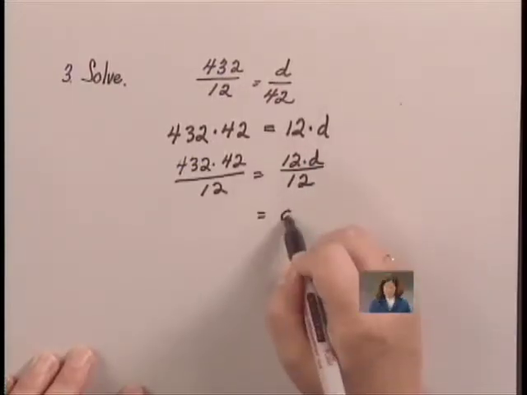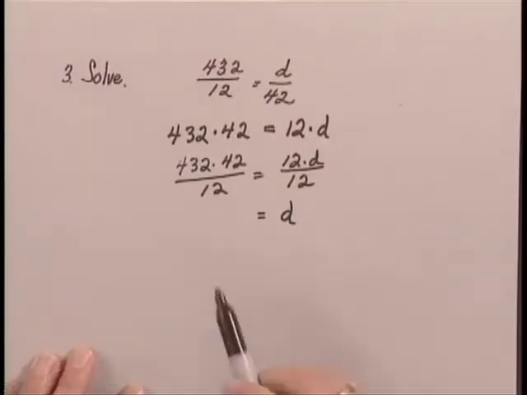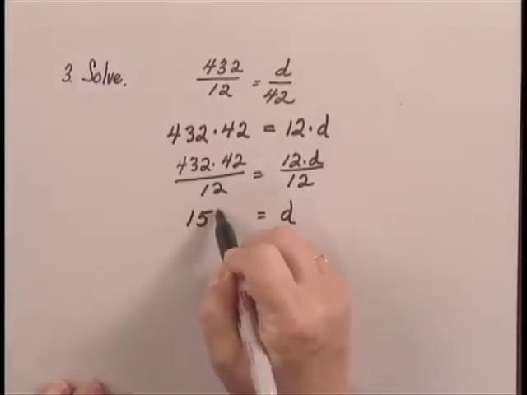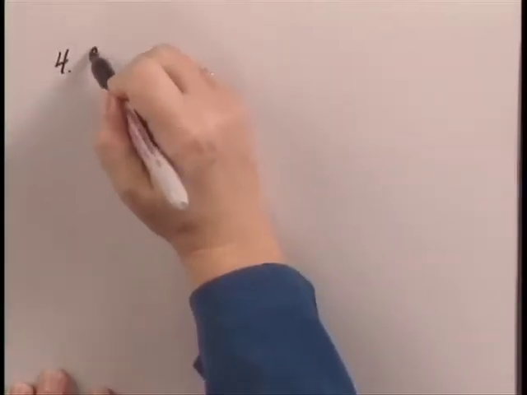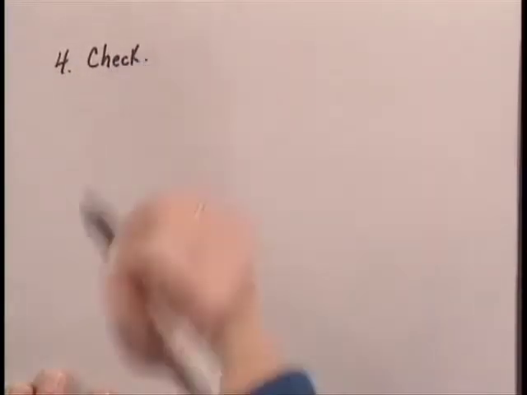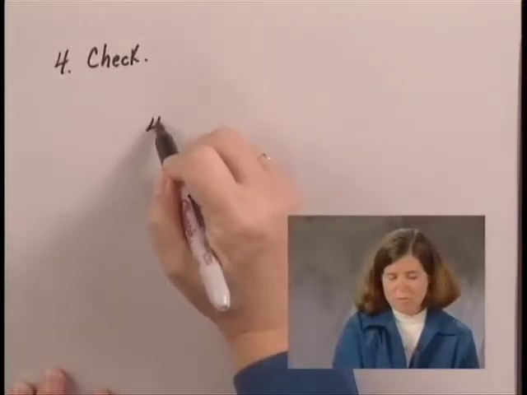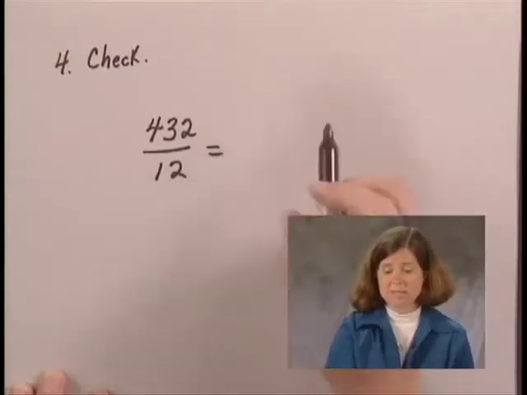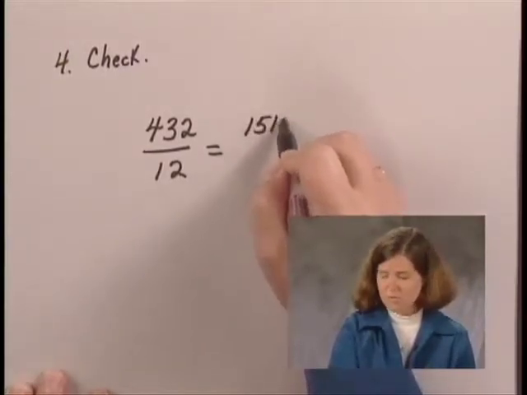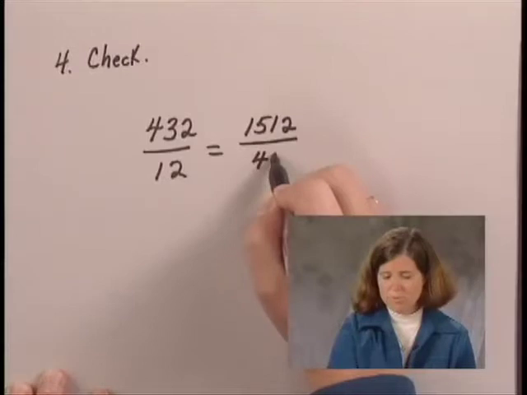On the right side of the equation, we have d. And on the left side, if we multiply 432 times 42 and divide it by 12, we would have 1,512. This is the solution to the equation. Now the next step is to check the answer. And to check it, we'll put it in that proportion that we wrote. We had the proportion 432 over 12 equals d, which we said was 1,512 over 42.